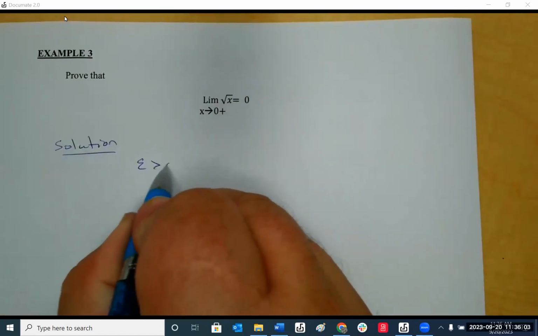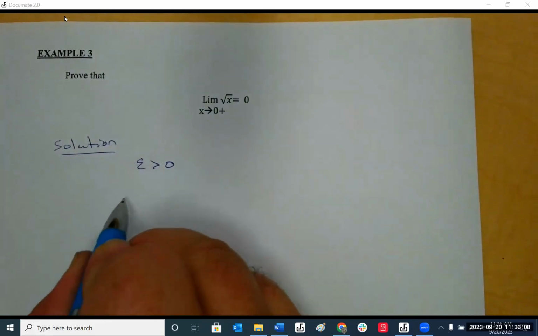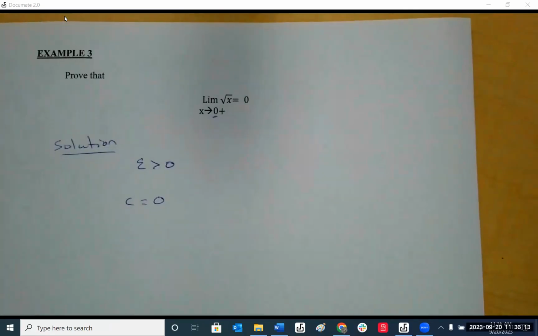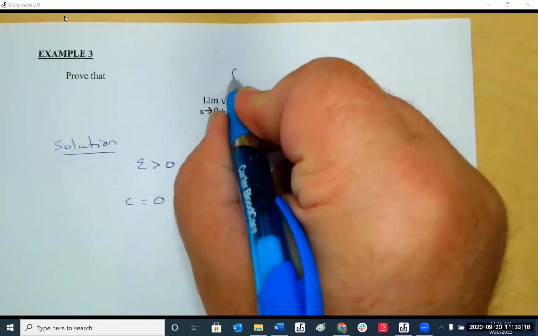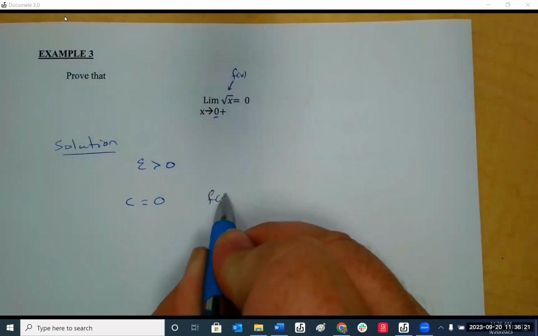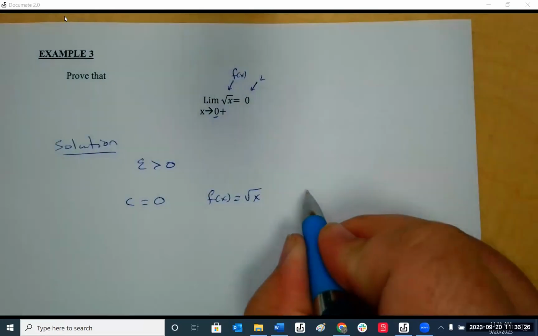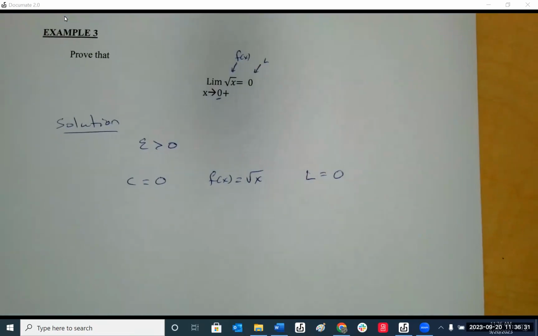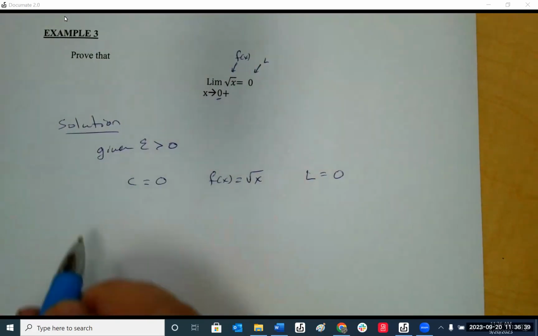Remember, epsilon is greater than 0. That's always given. That's always true. Then what do we have? We have c is our 0 point. This is our f(x). f(x) is equal to the radical x. This is our limit point, L equals 0. So epsilon is given, greater than 0.